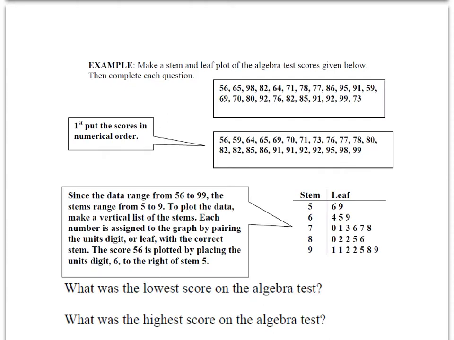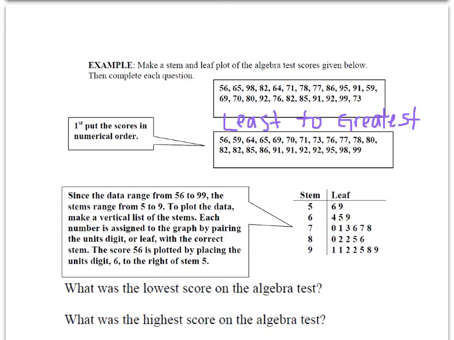We're going to make a stem and leaf plot using the test scores below. The first thing that we need to do is put the test scores in numerical order, which means from least to greatest. Putting it in order first will help us make the plot.